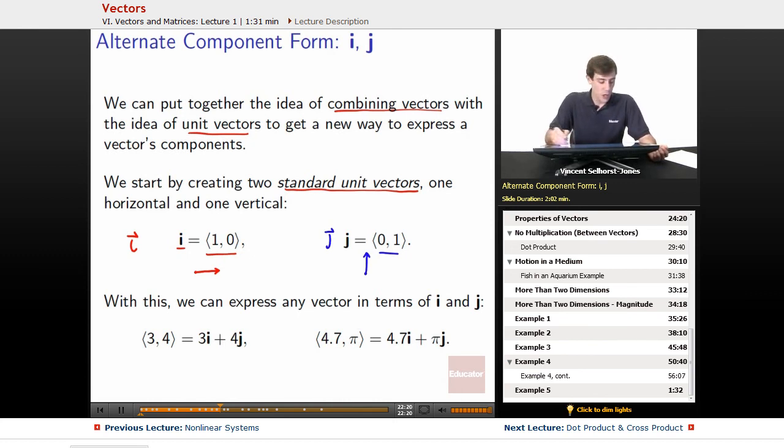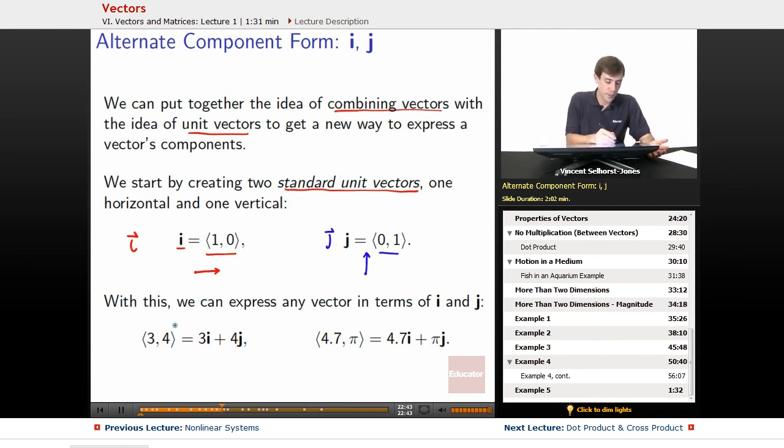All right. With this, we can express any vector in terms of i and j, right? If we've got 3, 4, well, that's the same thing as having 3 i's, 3 of these unit vectors that are horizontal, plus 4 of these unit vectors that are vertical, right? So that's what we've got there. We can break them up into 3 horizontal motions plus 4 vertical motions, and we get to the same thing as if we had just done 3, 4 all in one go.